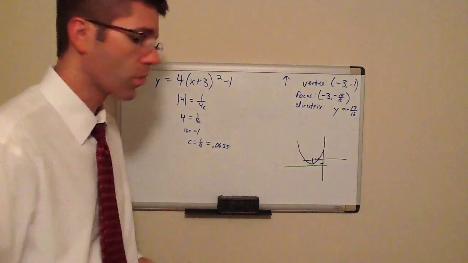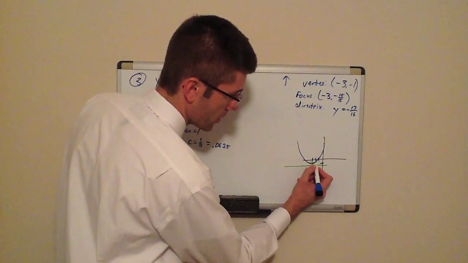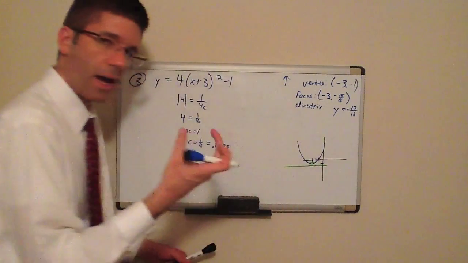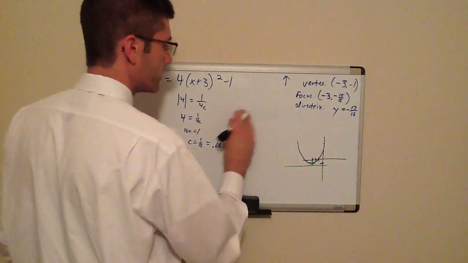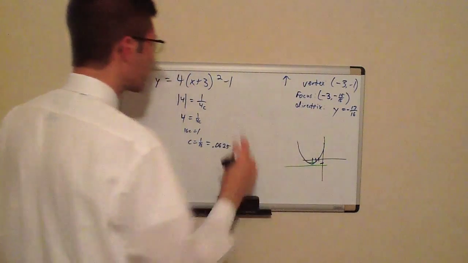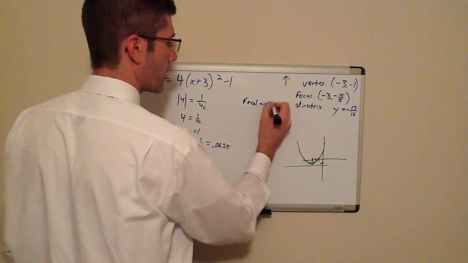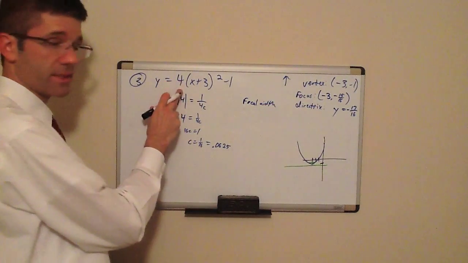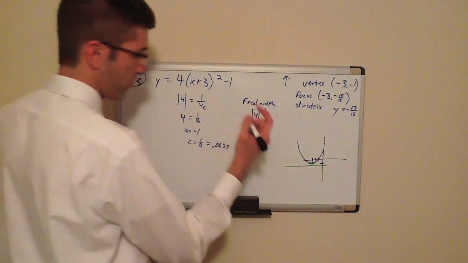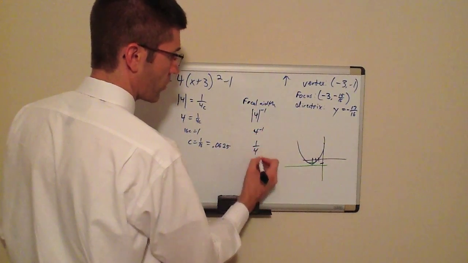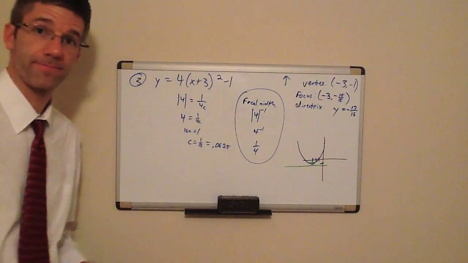So what is my focal width? Focal width is this little guy right here. If I was to draw horizontally from the focus, how wide would that be? Let's figure it out. Focal width. I told you it's always positive, and the reciprocal of that. So it's this flipped over. Absolute value of 4 is still 4. Flip that over and you get 1/4. So the focal width is 1/4. There we go. There's number 1 and number 3.